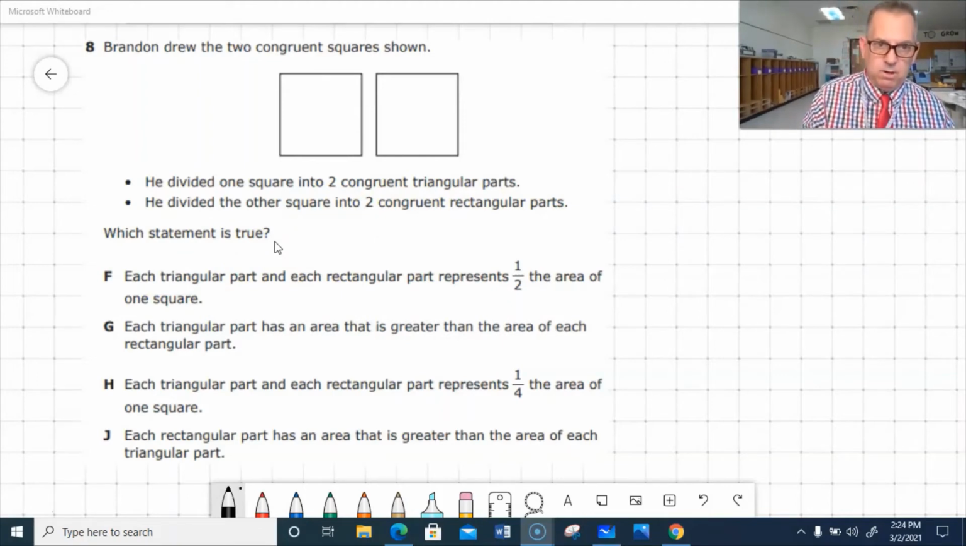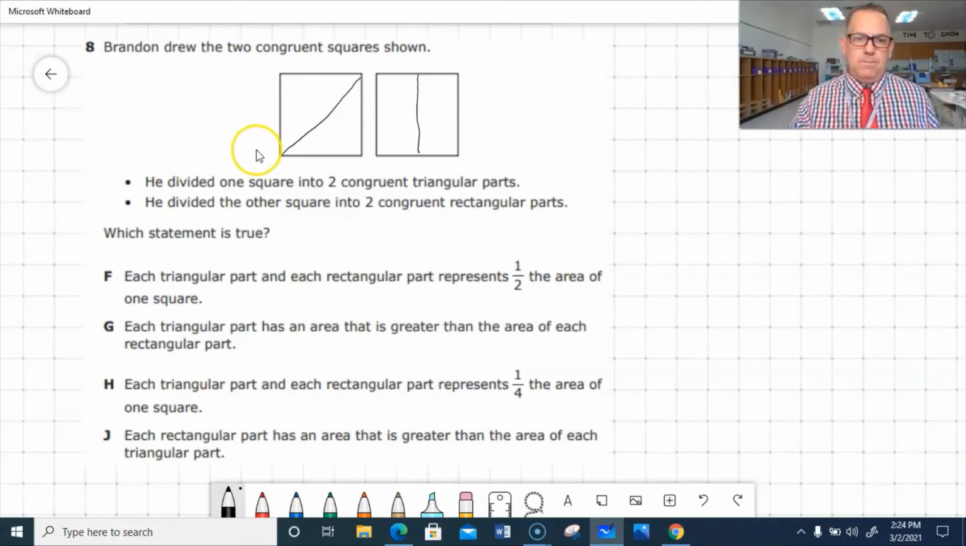I'm going to draw a line diagonal across here, and that should make two congruent triangles right there. This triangle, that triangle, are same size, same shape. And if I go ahead and just split this one in half long ways, that should make two congruent rectangles. So we're going to go through here and answer these questions, put true and false statements beside them. And we should end up with one true statement and 3 false statements.